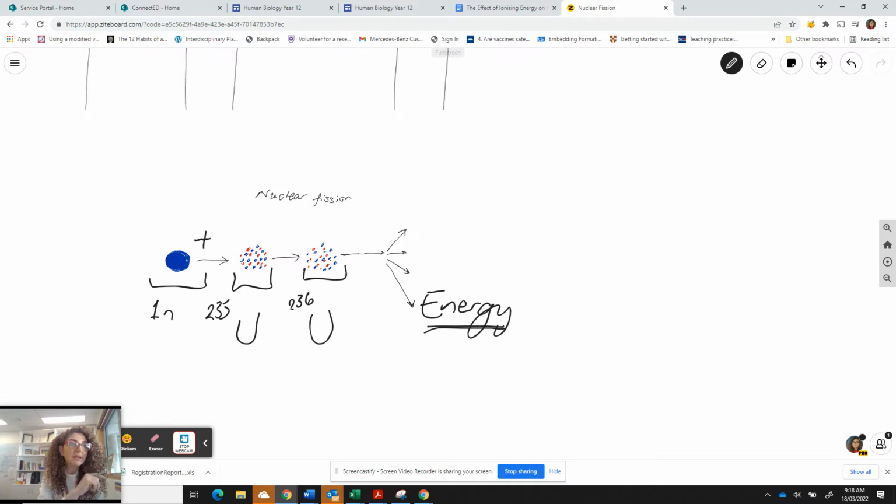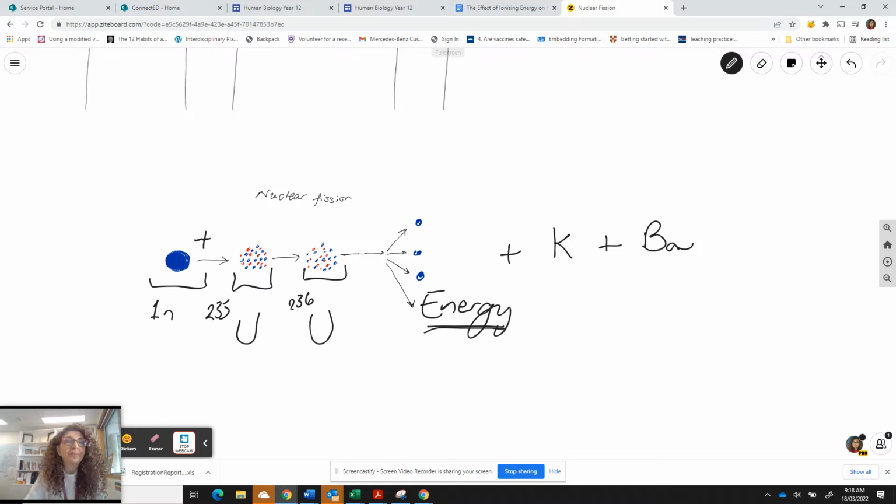Now, something that we also need to consider is this. Three other things that are produced are 3 neutrons. We also get 2 more substances. So in this particular case, we're going to end up with krypton, and we're going to end up with barium.